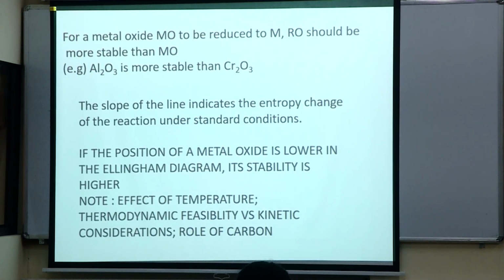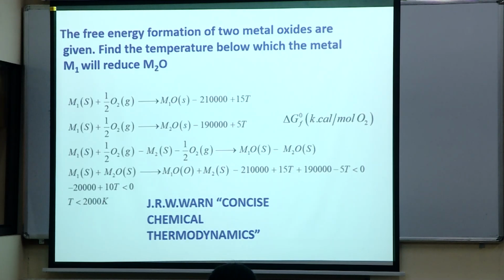That's why in the beginning I said chemists are obsessed with Gibbs free energy, mainly because it is going to tell us whether a reaction will occur or not. So our chemists normally call it as thermodynamic feasibility of a reaction is given by delta G. Right? So you can see here, if the position is lower, its stability is higher. Why? More negative delta G we have to see. Right?